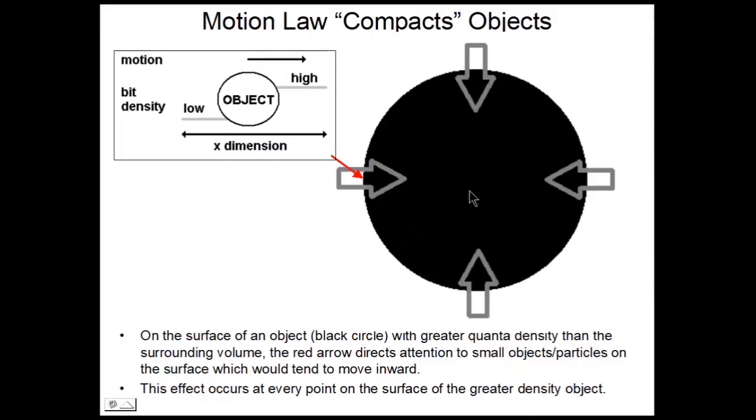On the surface of an object, the black circle with greater quanta density than the surrounding volume, the red arrow here directs attention to small objects' particles on the surface, which would tend to move inward. This effect occurs at every point on the surface of the greater density object.